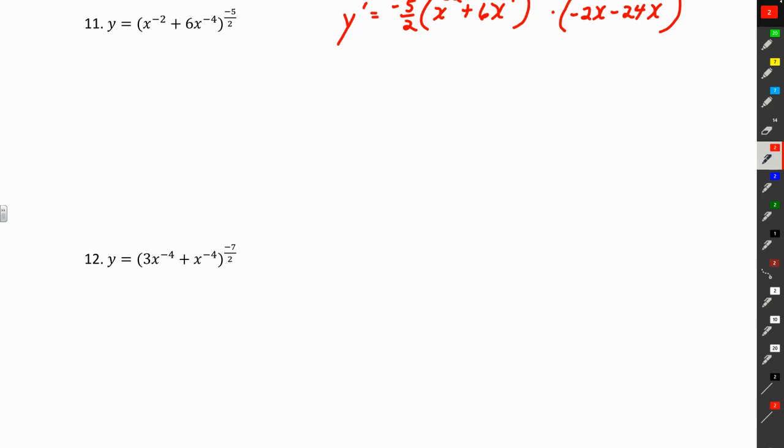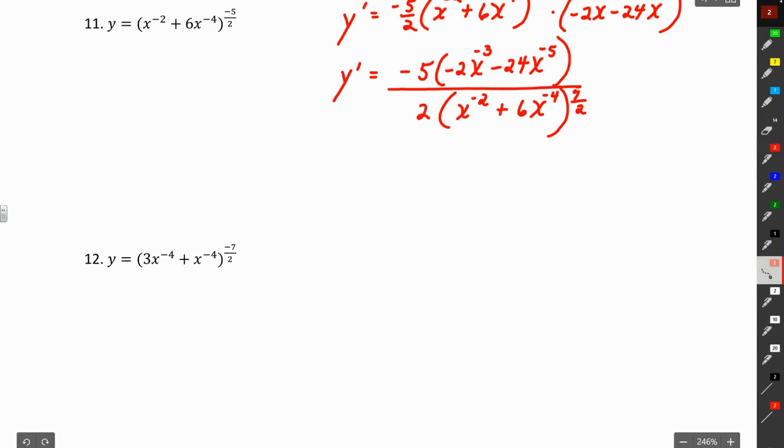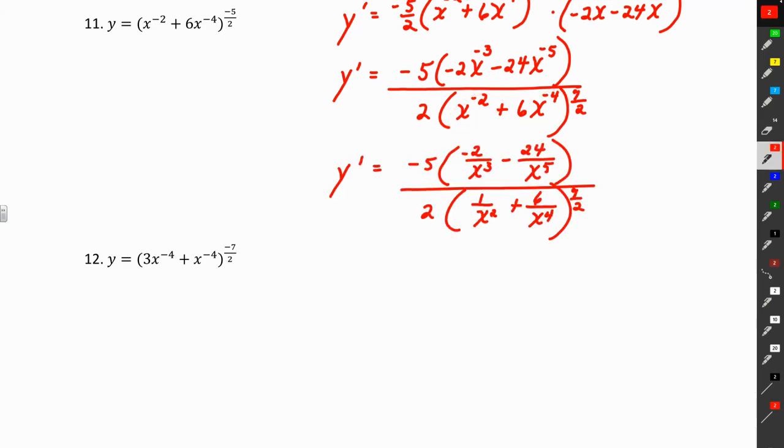All right, the first thing that I'm going to do is move this guy to the denominator so I can make this exponent positive. And then my last step, I'm just going to put all these guys in the denominator and rewrite it one last time. All right, and that's pretty much as far as we can go with number 11.